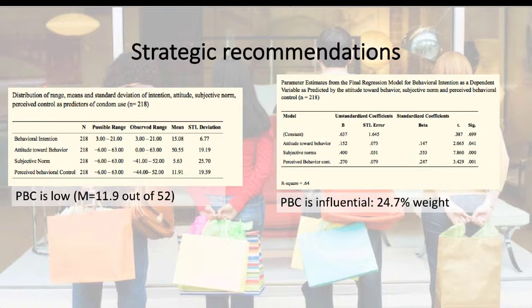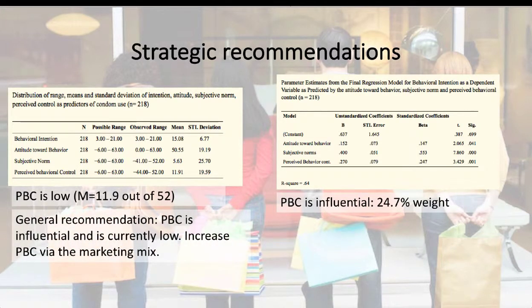Now, what do we do with this interesting information? Well, we would then use those results and our interpretation of the results to develop our strategic recommendations. So the general recommendation would be, based on the interpretation we just discussed, that perceived behavioral control is influential and is currently low, so we need to increase perceived behavioral control via the marketing mix. We could say the same thing about subjective norms, that subjective norms are influential and currently low, so we need to increase that via the marketing mix.